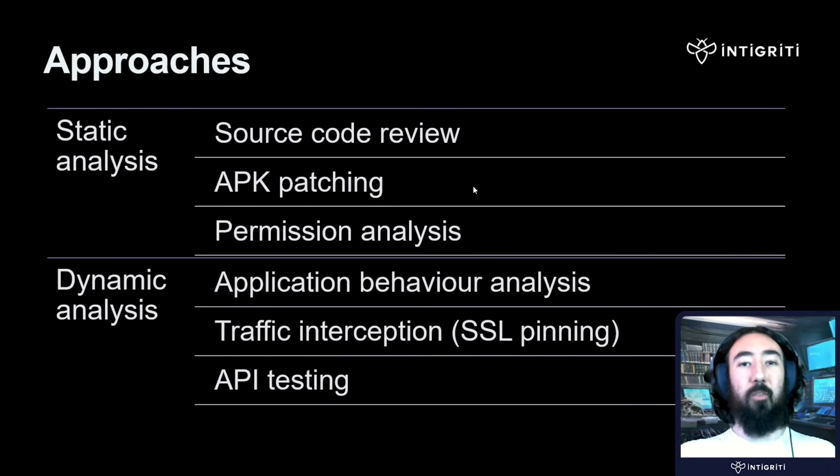So what are the general approaches to hacking Android applications? Well, as is quite common with hacking any kind of application, we've got two main fields. We've got static analysis and dynamic analysis. We can analyze the source code of the APK, as you can see, source code review. We can also potentially patch the APK, so make some changes to the code and then redeploy it. And we can have a look at the permissions. So we can do all of this without actually running the Android app.